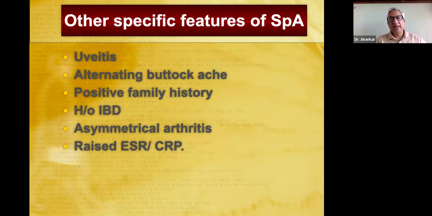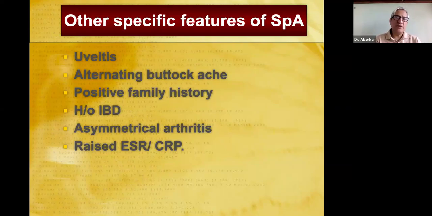The patient will tell you, earlier I had pain in the right buttock, six months ago it was in the right, now it has come to the left. So this is alternating buttock pain, clearly showing that it is inflammatory. At times there is inflammation in the right, at times in the left sacroiliac joint.